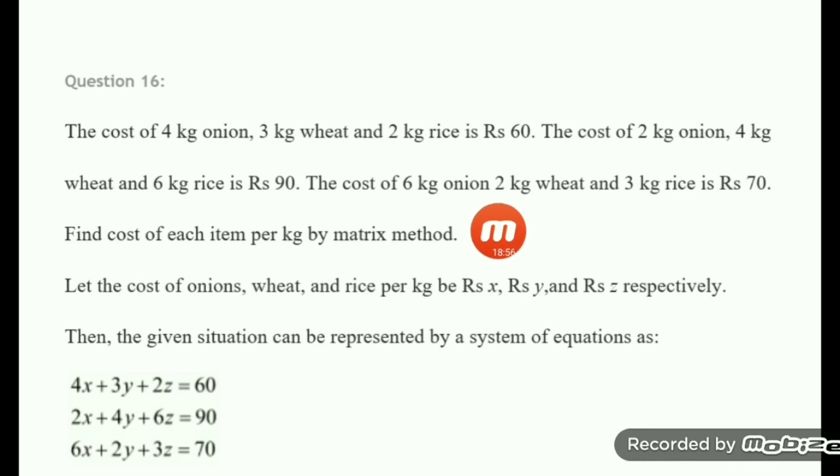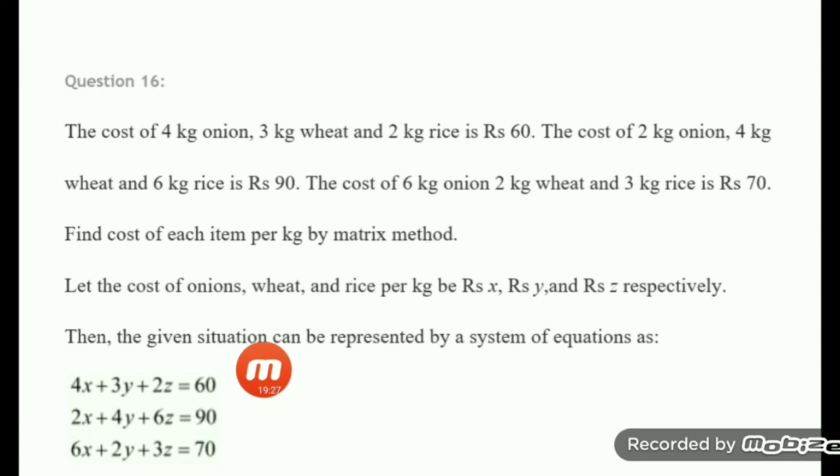We require each item per kg. That's why we are considering, suppose the cost per kg of onion is x, wheat is y, and the cost per kg of rice is z. Then 1 kg cost is rupees x, so 4 kg cost is 4x; 1 kg of wheat costs y, and 3 kg will be 3y. Similarly, 1 kg cost of rice is z, so 2 kg cost will be 2z. So their sum, that is 4x plus 3y plus 2z, equals 60.